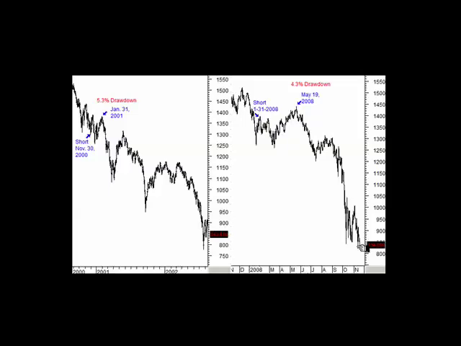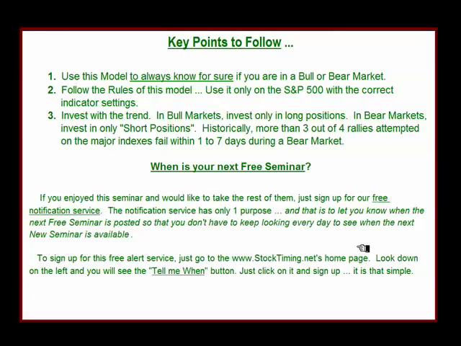Now let's conclude this seminar with the key points to follow. First, use this model to always know for sure if you are in a bull or bear market. Number 2, follow the rules of this model. Use it only on the S&P 500 with the correct indicator settings. And 3, invest with the trend. In bull markets, invest only in long positions. In bear markets, invest only in short positions.